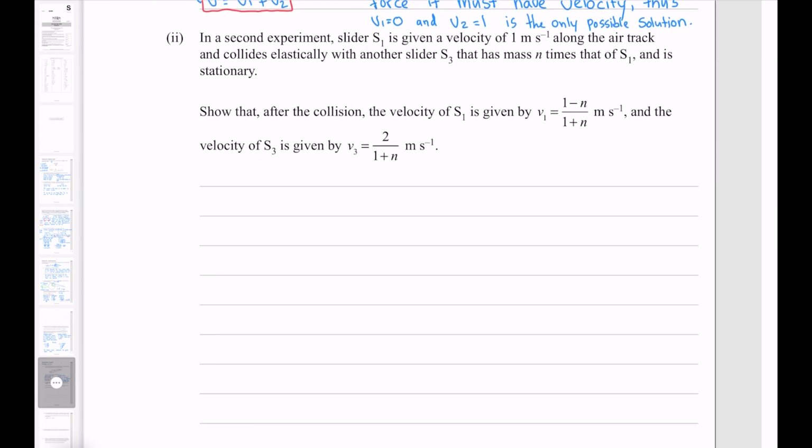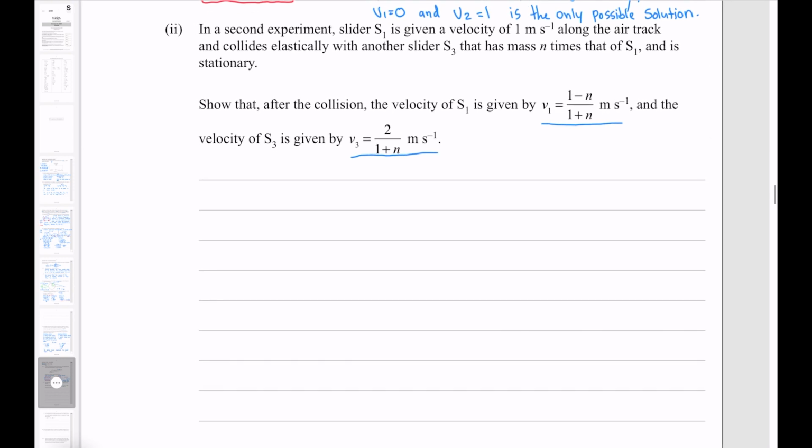In a second experiment, slider 1 is given a velocity of 1 meter per second along the air track and collides elastically with another slider S3 that has mass n times that of S1 and is stationary. Show that, after the collision, the velocity of S1 is given by this equation here, and the velocity of S3 is given by this equation here. So, as before, we're going to look at this in terms of conservation of kinetic energy and conservation of momentum, with the added detail that we don't have the same mass anymore. Specifically, that the mass of S3 is n times that of S1.